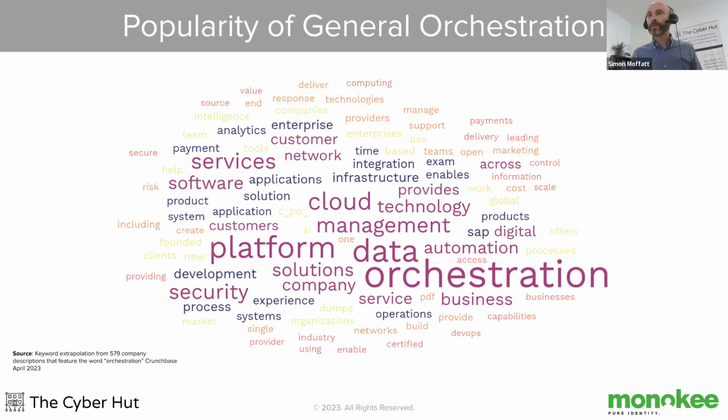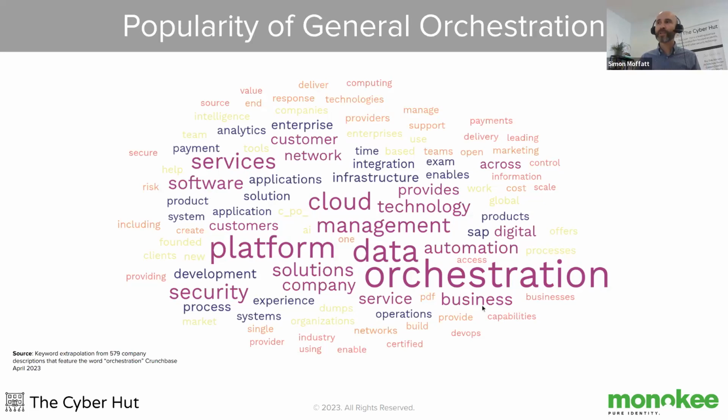Another quick couple of slides here on the background. This was a bit of research we did around April time. It's a generic keyword search of 579 companies in Crunchbase, the big business directory online. It pulled out the descriptions of the companies and looked at keyword analytics where the word orchestration may have appeared. So this is looking at general technology platforms, whether in networking, infrastructure, etc.